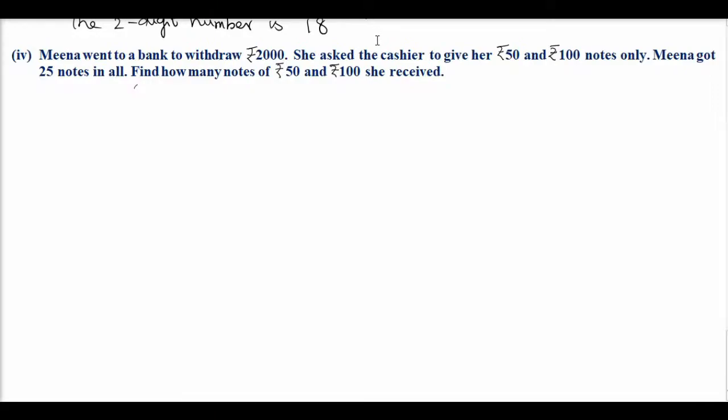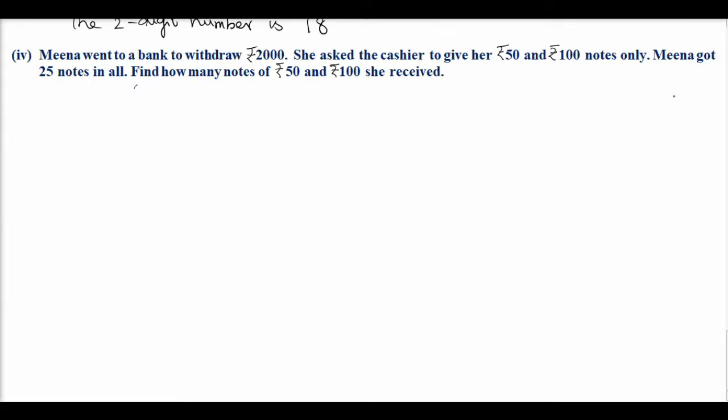In the previous video, we solved the first three subdivisions of problem number 2 of exercise 3.4, and this video will solve the last two problems, right? Okay. Now the fourth one is that Meena went to a bank to withdraw rupees 2000. She asked the cashier to give her 50 rupee and 100 rupee notes only. Meena got 25 notes in all. Find how many notes of 50 and 100 she received.